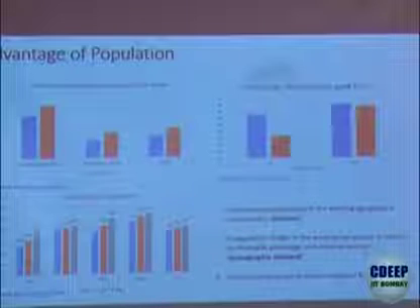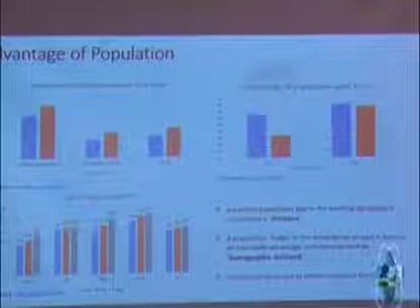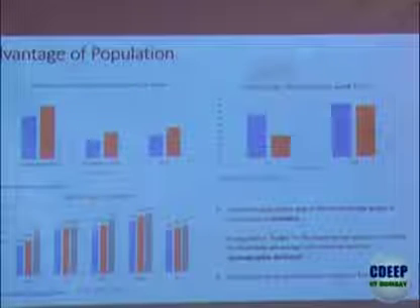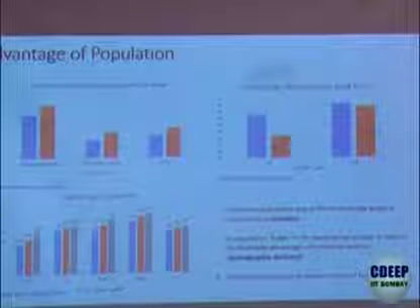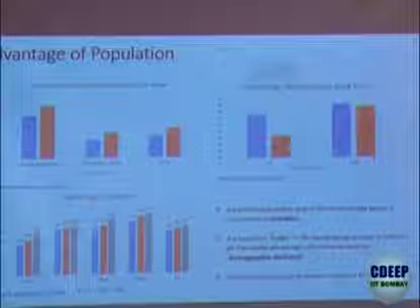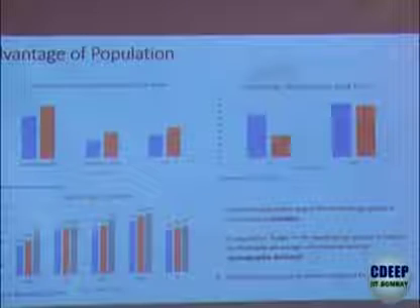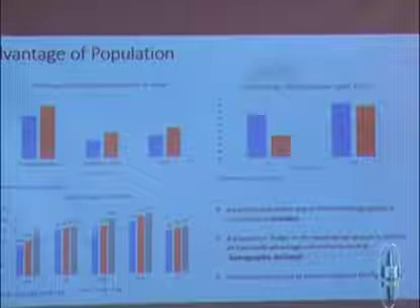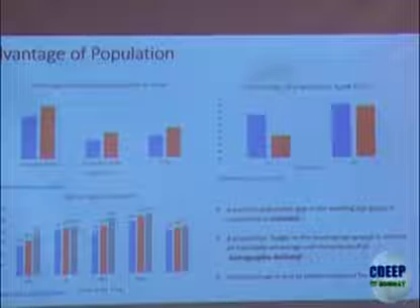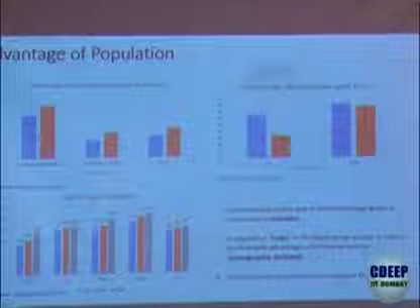So talking about the Indian economy, one of the advantages that we have is our population. The majority of our population lies in the working age. This chart shows the total population of developed and developing countries, and the percentage of population aged 60 or above. As we can see, in developing countries it is pretty low. This is the 2015 and 2030 projected data from the UN.